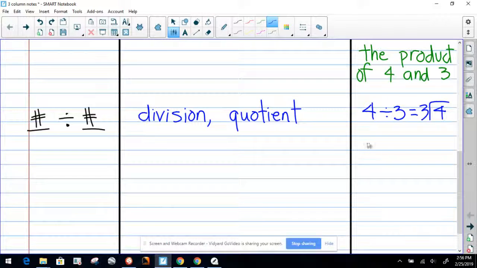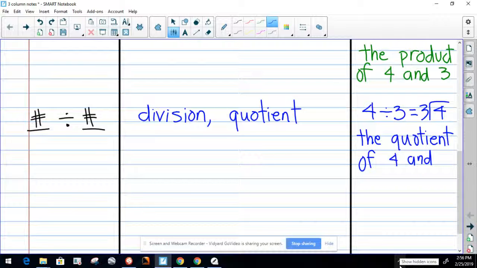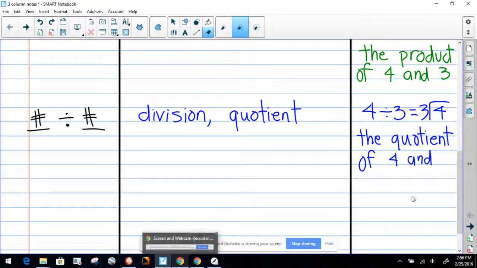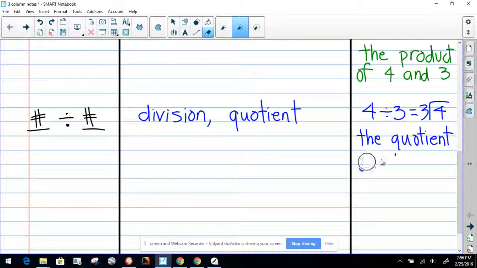You will say the quotient of 4 and 3. The quotient between, let me write that better. The quotient of 4 and 3.